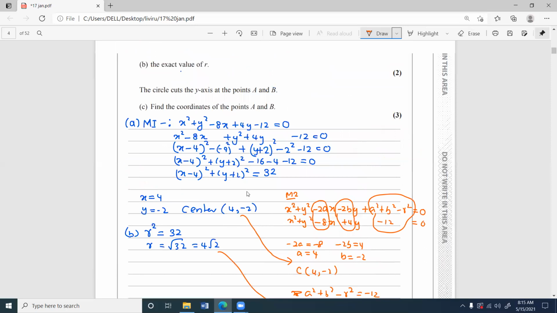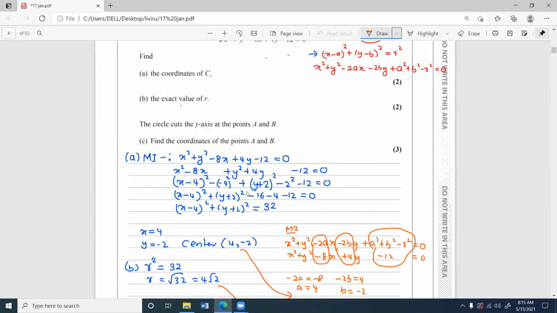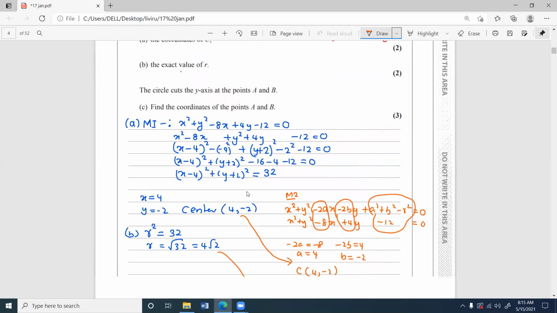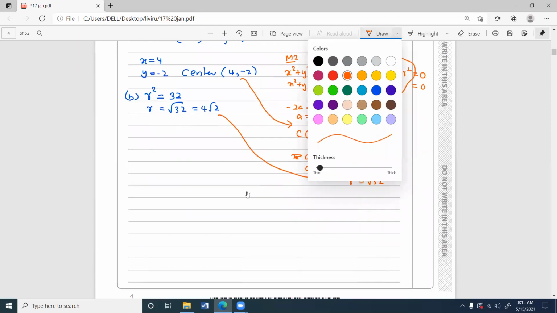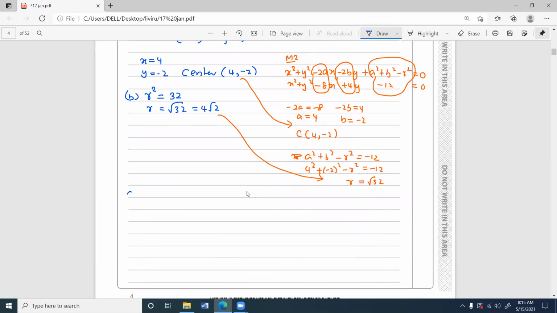Right. The next part of the question. The circle cuts the y-axis at points A and B. Find the coordinates of A and B. So obviously, this is the other part of the question they can ask. It is where the circle meets the y-axis. You know that not only a straight line, if any curve or a straight line meets the y-axis, the concept we know is the x coordinate becomes 0.